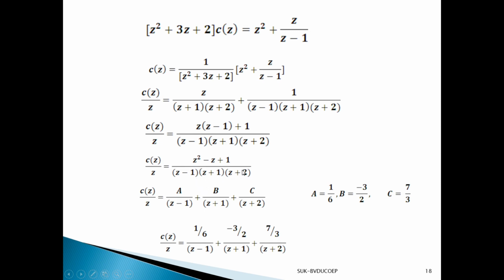This becomes this equation. Now I do the partial fraction: A by z, B by z plus 1, and C by z plus 2. Solving this by our normal procedure, A becomes 1 by 6, B equal to minus 3 by 2, and C equal to 7 by 3. You solve it in your notebook like this.